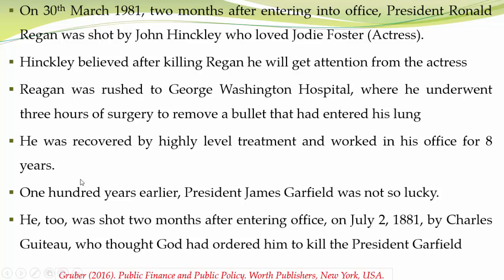Now let us compare it with another event 100 years back. This happened in 1981, but 100 years earlier, in 1881, President James Garfield was not so lucky. He too was shot 2 months after entering office, on July 2, 1881, by Charles Guiteau, who thought God had ordered him to kill President Garfield.